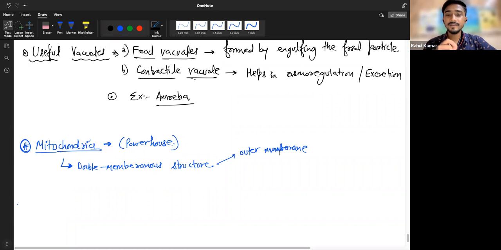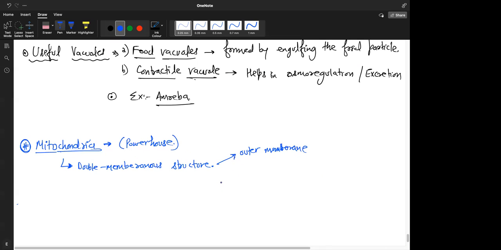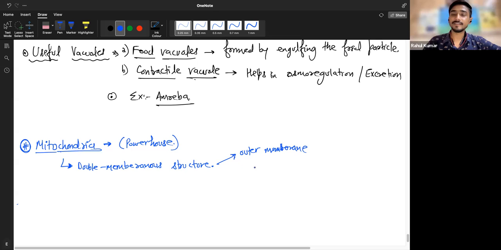But in the mitochondria, the inner membrane is bigger than the outer membrane. Now, how can a bigger membrane fit in a smaller membrane? What is the only way? By folding it. Exactly, foldings. So you have to induce foldings if you want to accommodate a bigger membrane inside a smaller membrane. And this is exactly what mitochondria do.